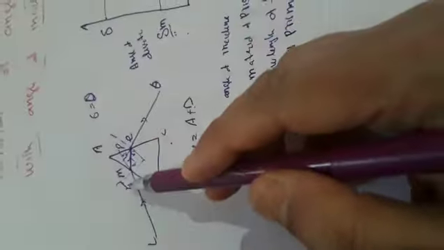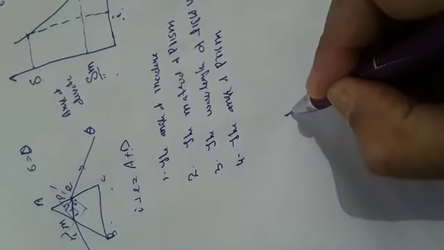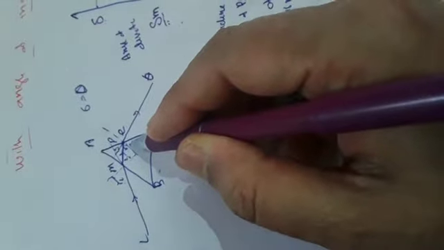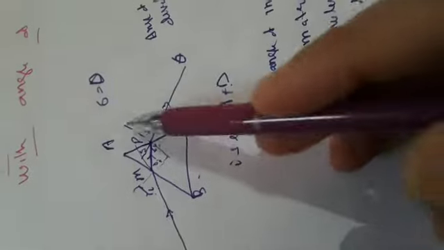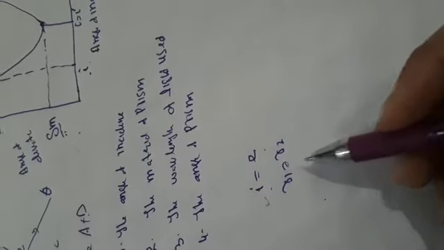For minimum deviation, if the prism is in the minimum deviation, then angle I is equal to angle E. I already discussed that R1 is equal to angle R2. In the previous class we discussed that when we draw the normal, this is R1, this is R2. When the prism is in minimum deviation, angle I is equal to angle E, and R1 is equal to R2. You have to remember this.